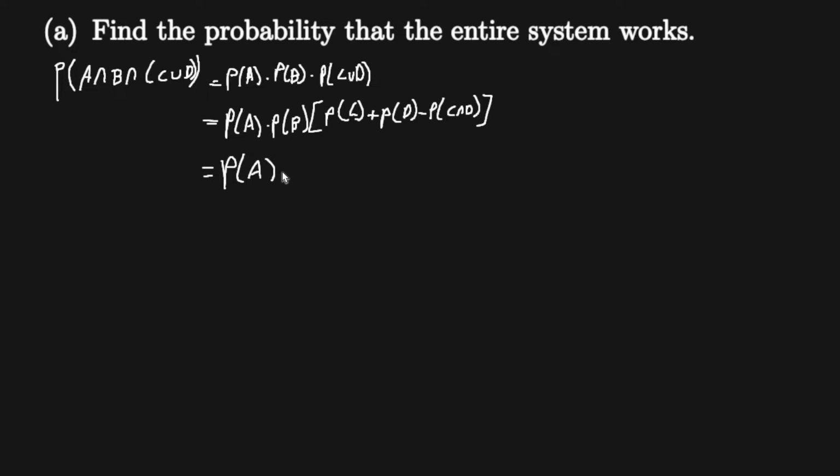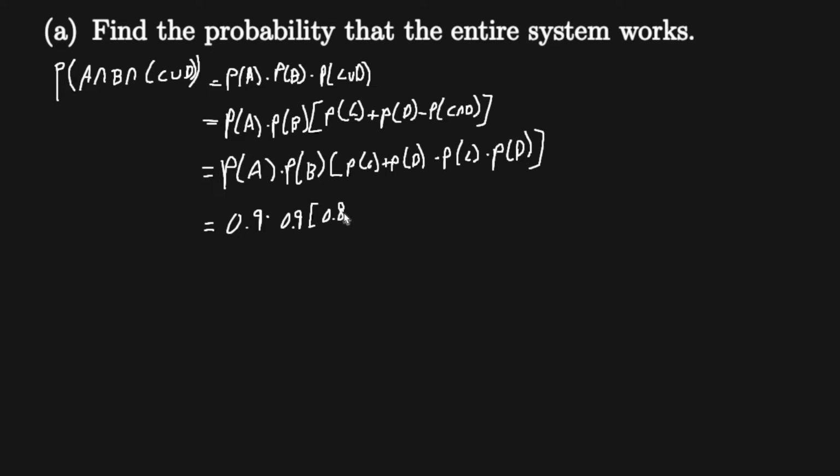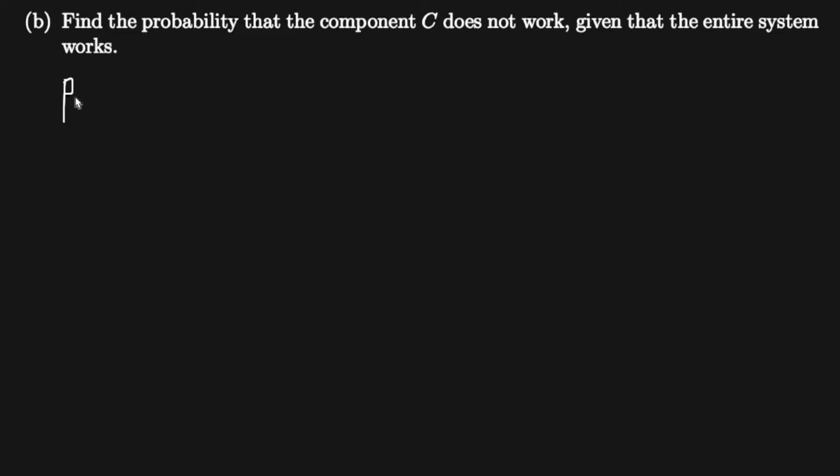If you write out the or, and then we can continue on and we get probability of A times probability of B times the probability of C plus the probability of D minus the probability of C times the probability of D because of independence. Now after that we can plug in the values. So A and B are both 0.9 from the equation, and then C and D is 0.8. So we can write 0.8 for where we see the probability of C and D, and then we can just do some basic algebra and we get 0.778.